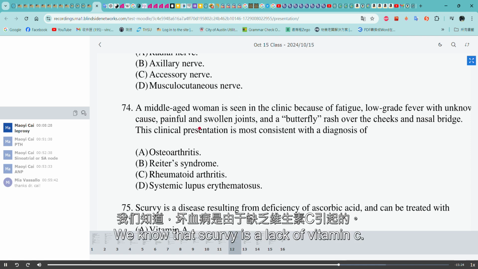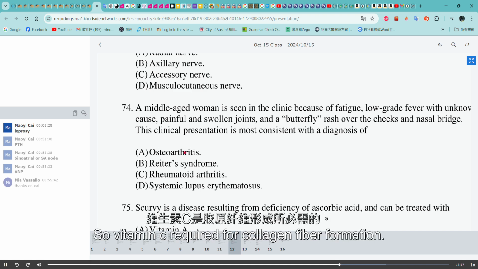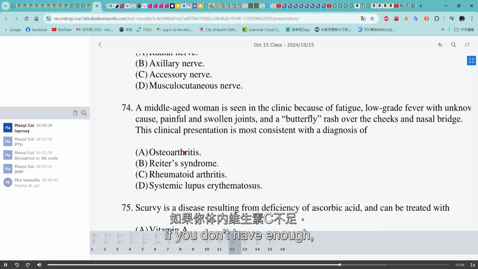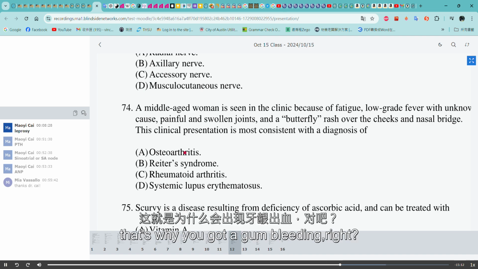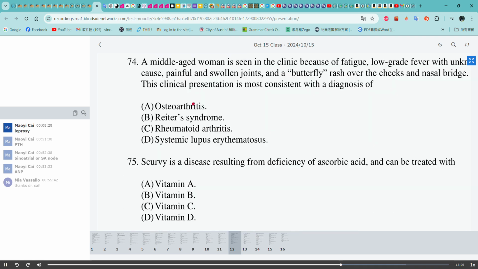75, yeah, scurvy, we know that. Scurvy is the lack of vitamin C. Vitamin C, right? Yeah, so vitamin C is required for collagen fiber formation. If you don't have enough, then what? The collagen fiber is weak, that's why you get gum bleeding, right? No supporting structure, vitamin C, okay?